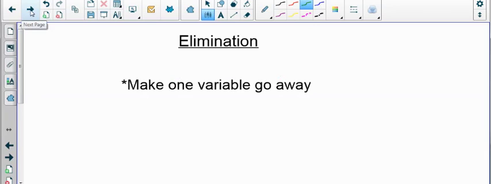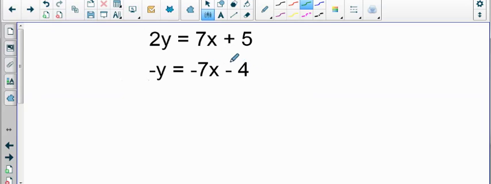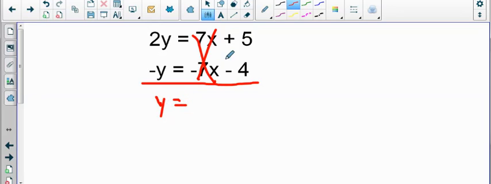So let's look at an example. This one's already set up for it to happen. I can already see that 7x minus 7x, that makes it go away because 7x minus 7x is 0x or just 0. So that makes that go away. Okay, here I have 2y minus y. 2y minus 1y is just 1y or y. And 5 minus 4 is just 1. So I already know that y is equal to 1.